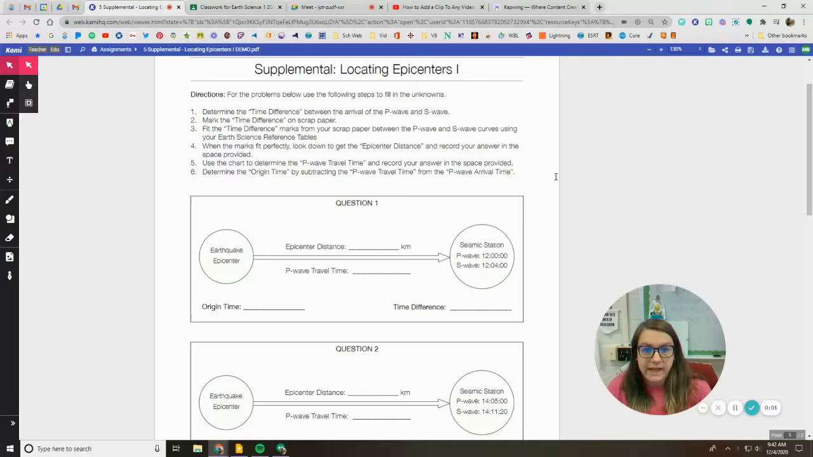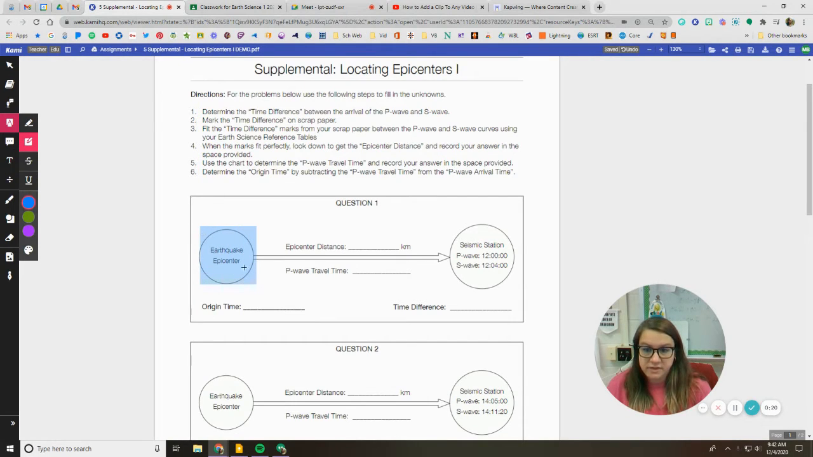Let's start with the Locating Epicenters I worksheet. This hopefully will give you a better visual of how to find and locate epicenters and how the process might work, so you can get through it better. What I want you to see here is the earthquake epicenter.